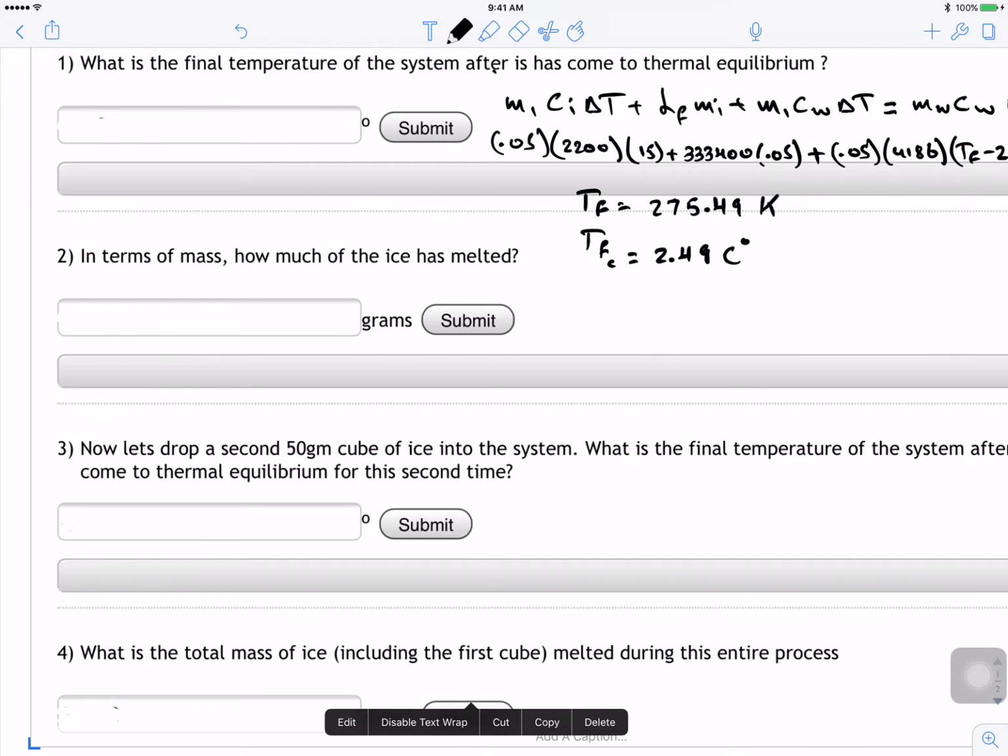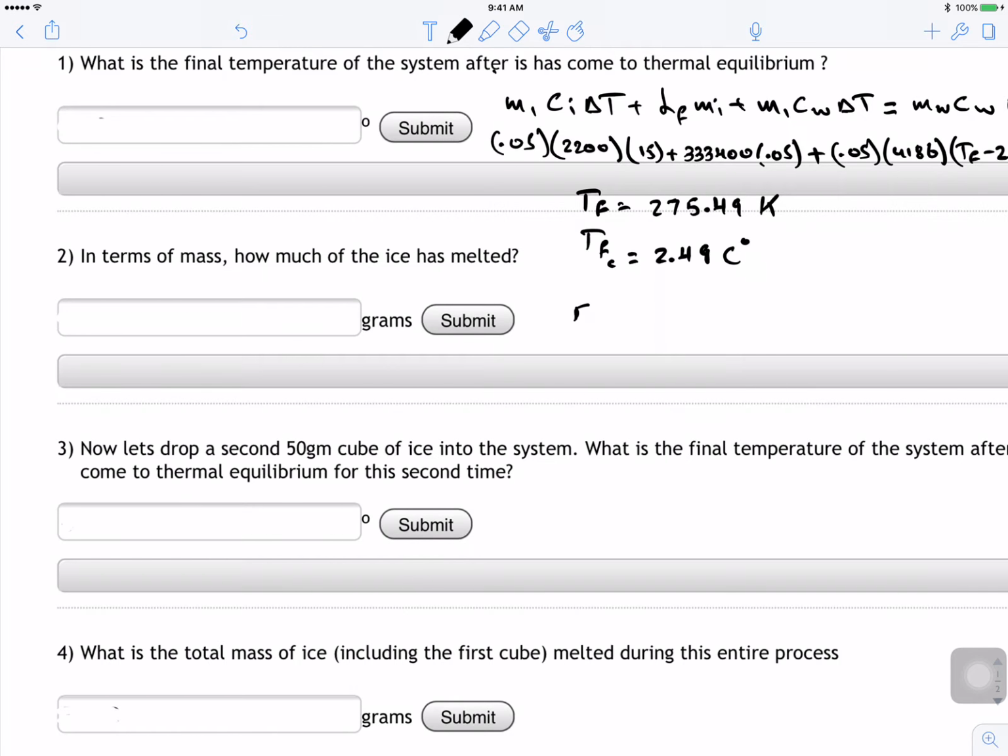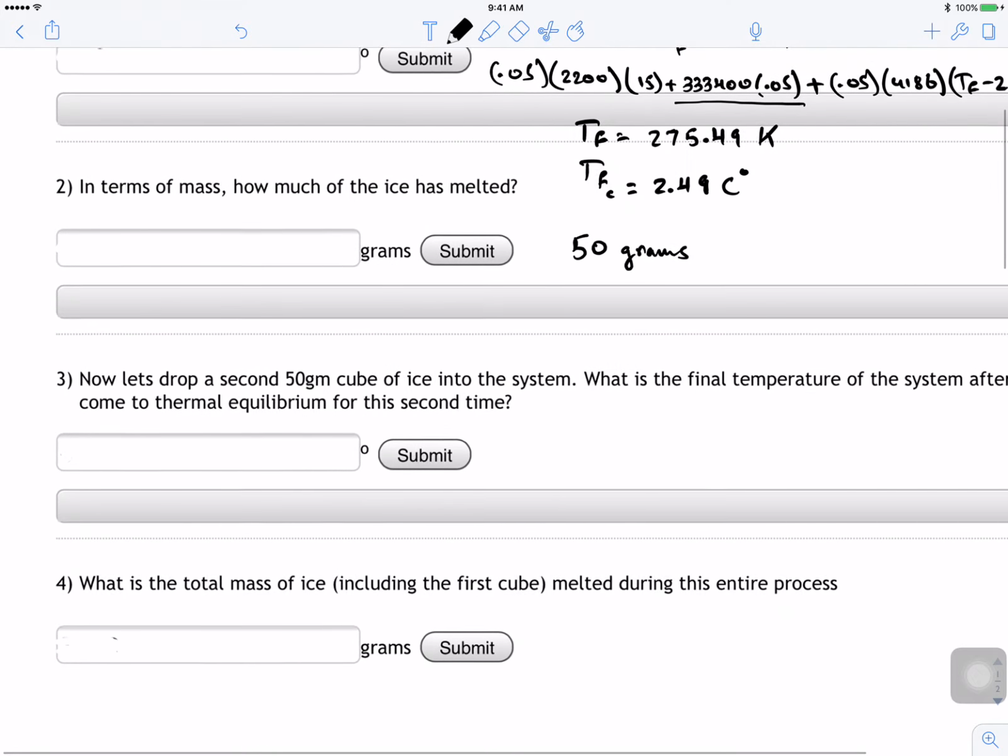So in terms of mass, how much of the ice has melted? The total, 50 grams. Because the whole ice, we used the latent fusion and the whole ice turned, and then some of the ice went up in temperature. Okay.